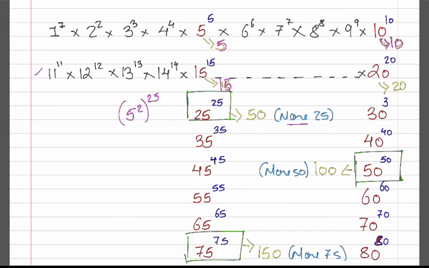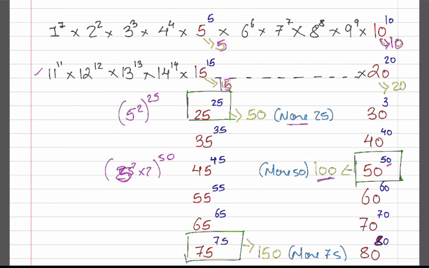Similarly, 30 will give me how many 5s? 30. 35 will give me 35. 40 will give me 40 5s. 50 is nothing but 25 into 2. It should have given me 50, but it will give me 100, because I can write this as 25 into 2 raised to 50, that is 5 squared into 2 raised to 50. So this will become 50 into 2, which is 100. So is there a pattern here? Every multiple of 25 will give me double the number of 5s.